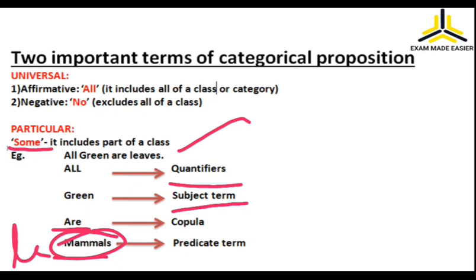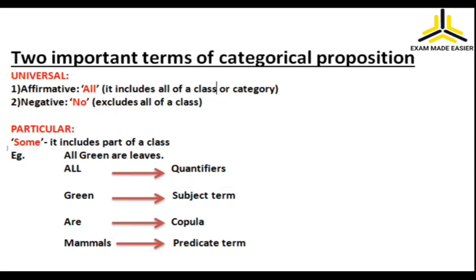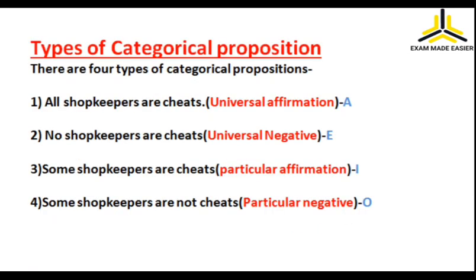See, if we see the things step by step, then the things get very easy. So if your concept is completely clear, then doing questions becomes very easy. Now see, we will move on to the other slide, and here we will discuss the types of categorical propositions. So now we will see the types of categorical propositions, right?